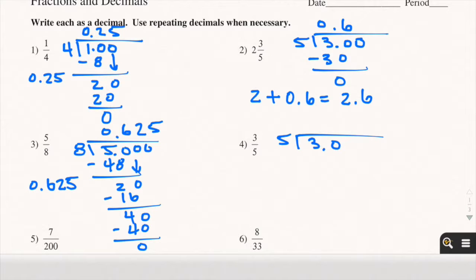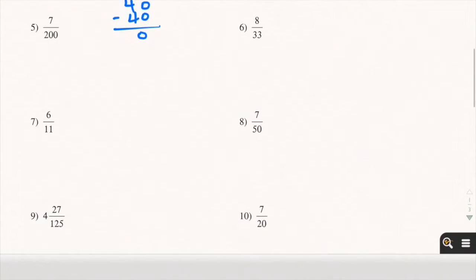Number 4. 5 goes into 3 0 times, bring the decimal up. 5 goes into 30 6 times. 6 times 5 is 30. Subtract those, we get 0. So 3/5 is equal to 0.6. Okay, number 5.